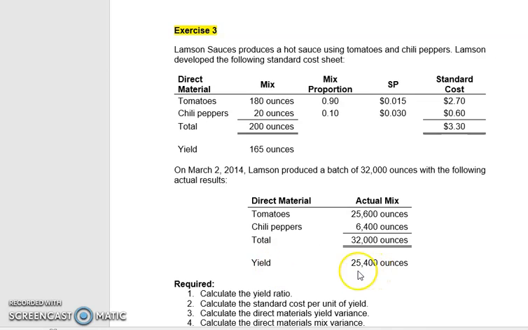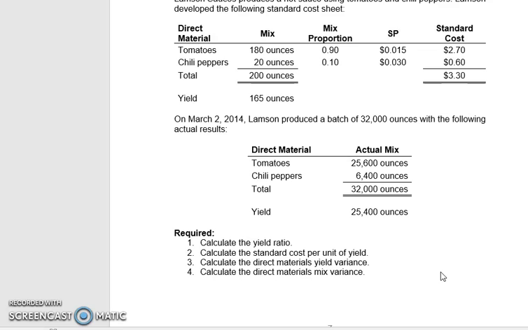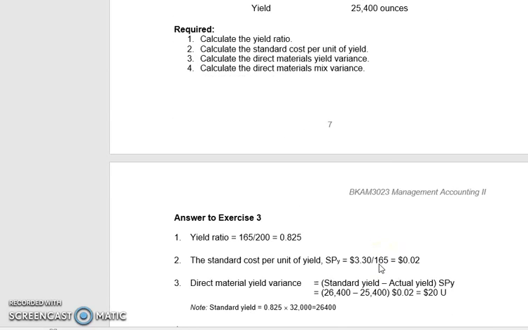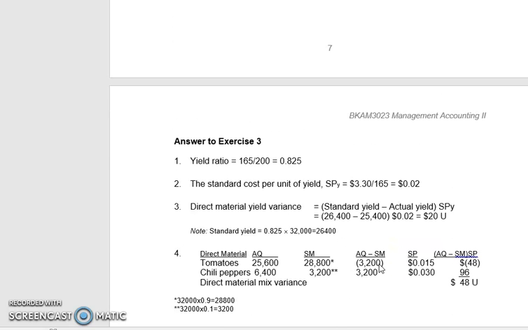And the yield is 25,400 ounces. So calculate the yield ratio, standard cost per unit of yield, direct material yield variance, and direct material mix variance. So let's take a look at the answer. The yield ratio is 165 over 200, and we got 0.825.